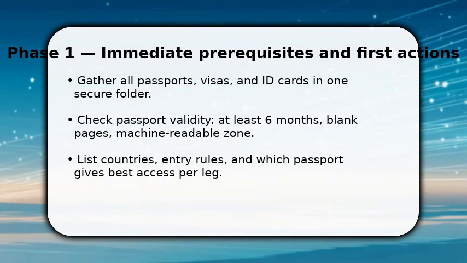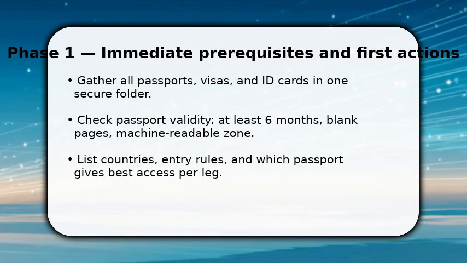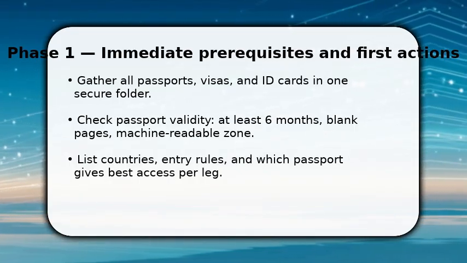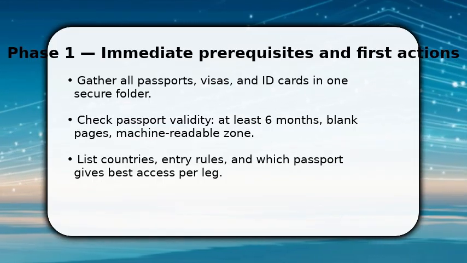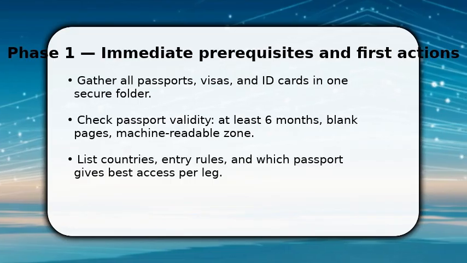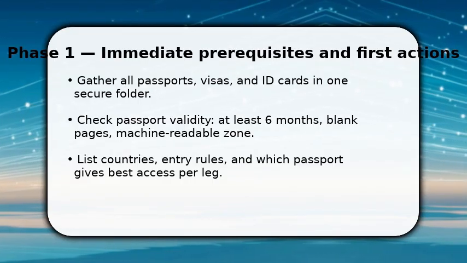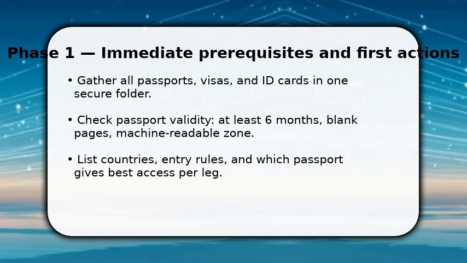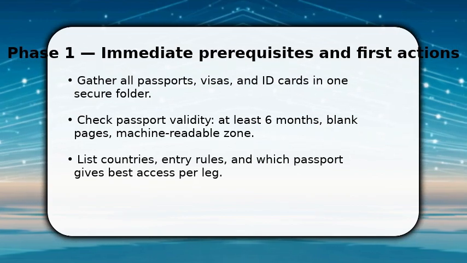You start by confirming which passports you hold and your travel goals. Label routes by best entry rights. Once done, open a secure folder and place physical passports plus printed visas and reservations. Make sure to check passport validity. 6 months is common, and blank pages for stamps. Also note which passport lets you avoid visas for each country and create a short route list. This first step saves time at border control and prevents last-minute scrambling.